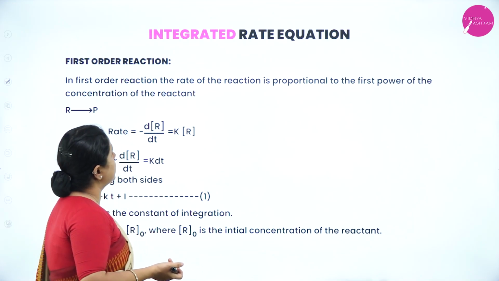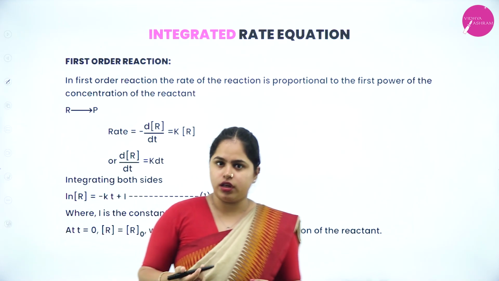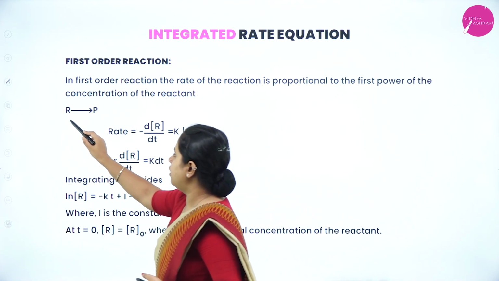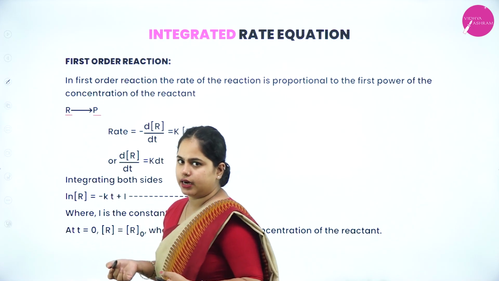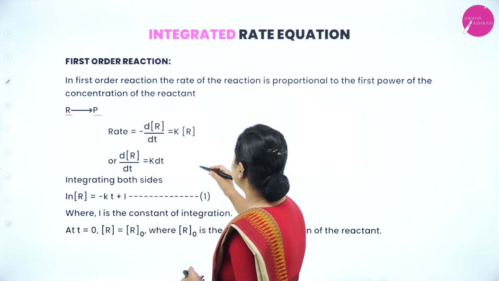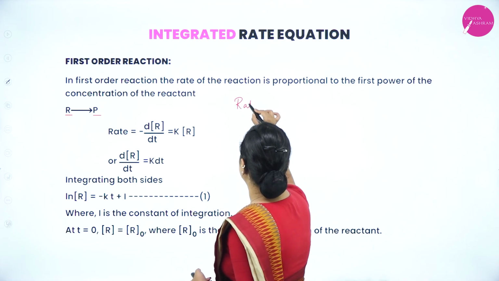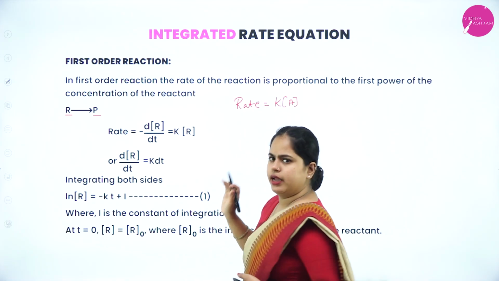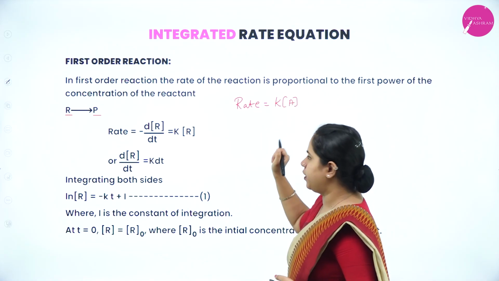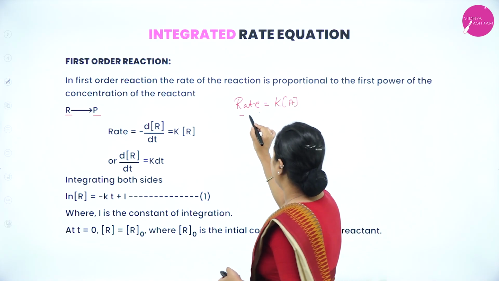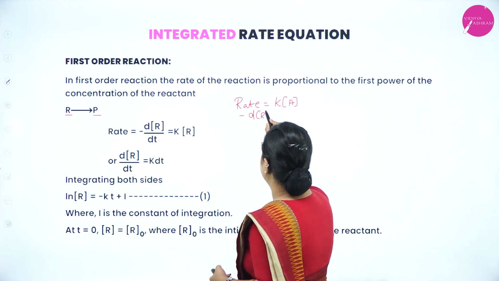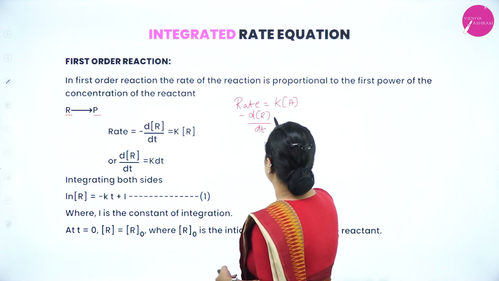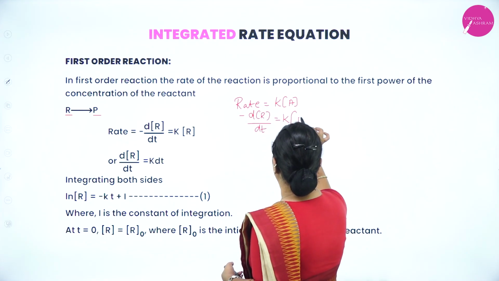Now moving on to the integrated rate equation for a first order reaction. So here also you have the general equation, reactants giving products. So in a first order reaction, what will be the equation? Rate is equal to K into A to the power 1. A to the power 1 is A itself. So now instead of writing rate here, we can write minus dr by dt, which is equal to K into A.